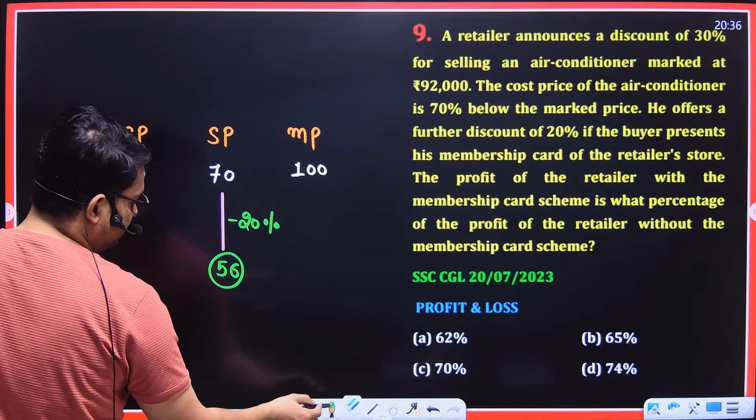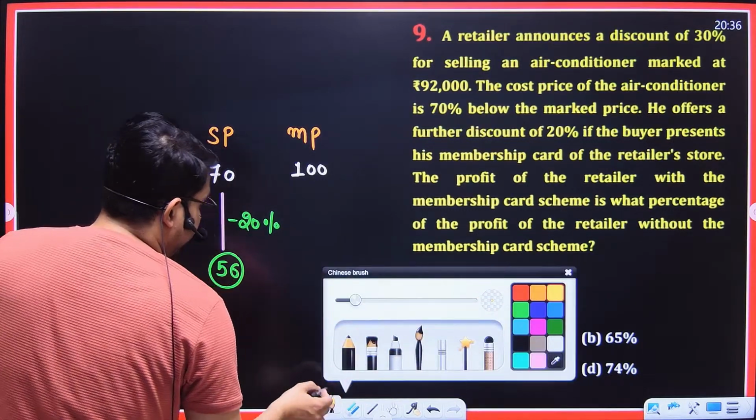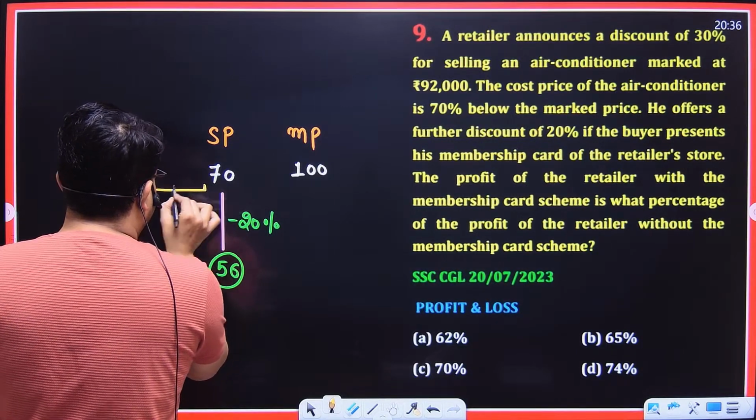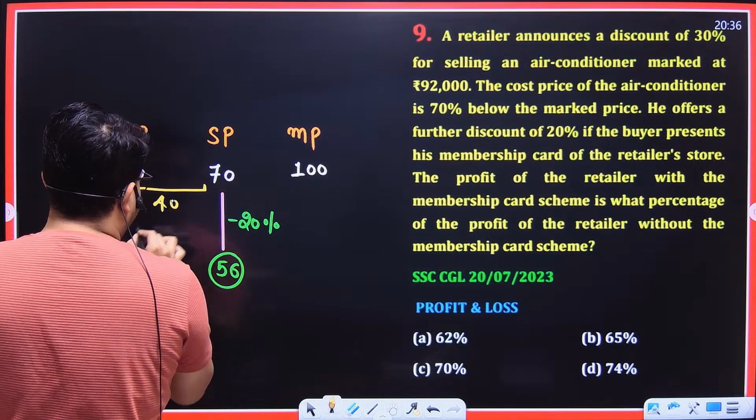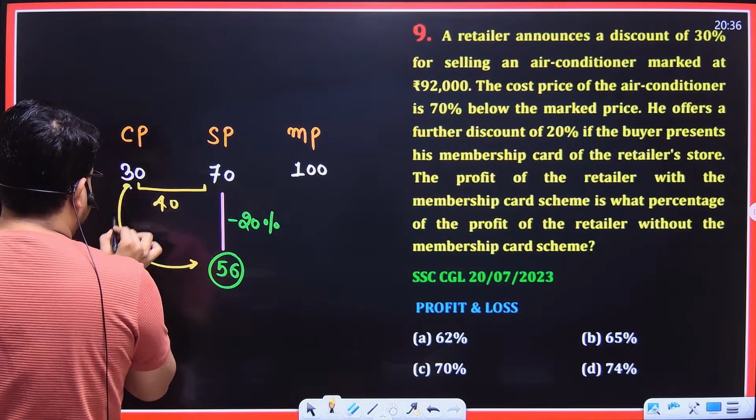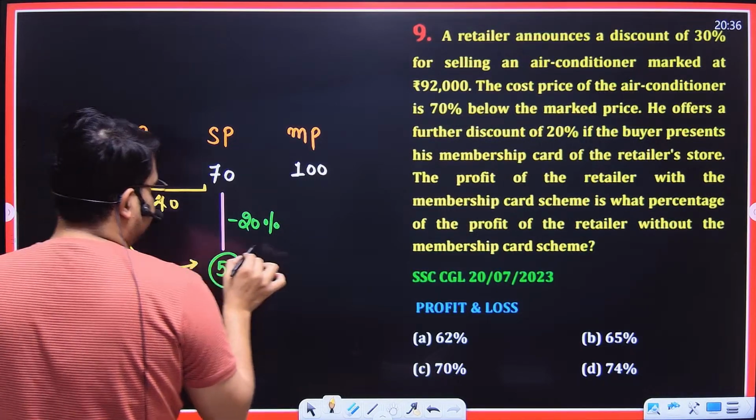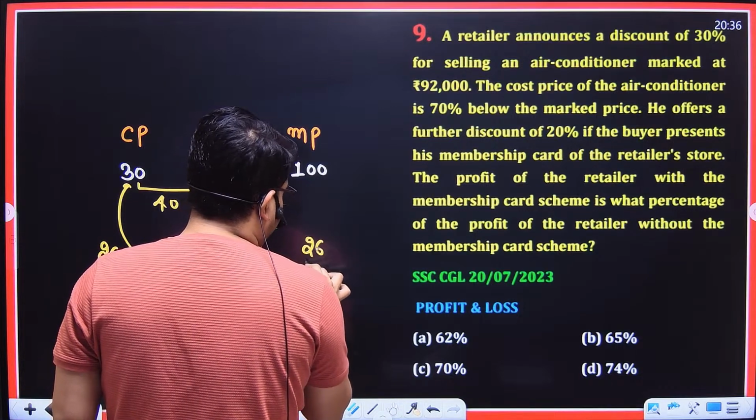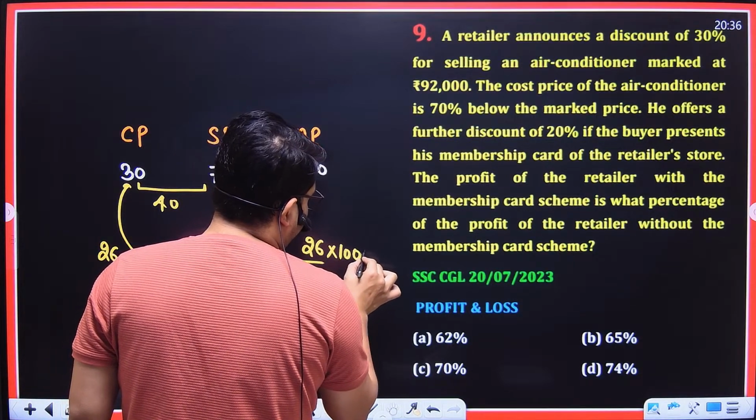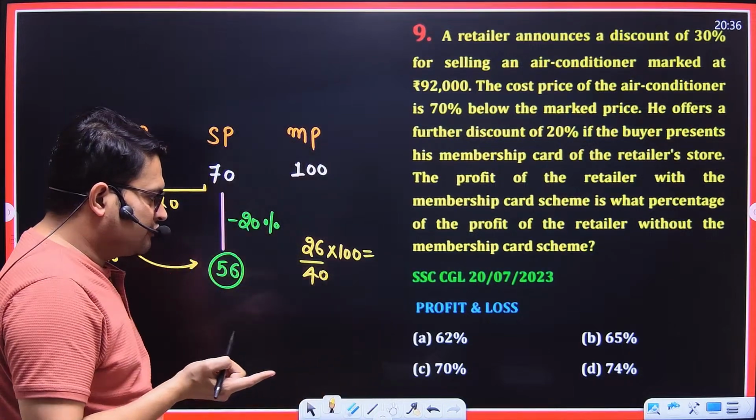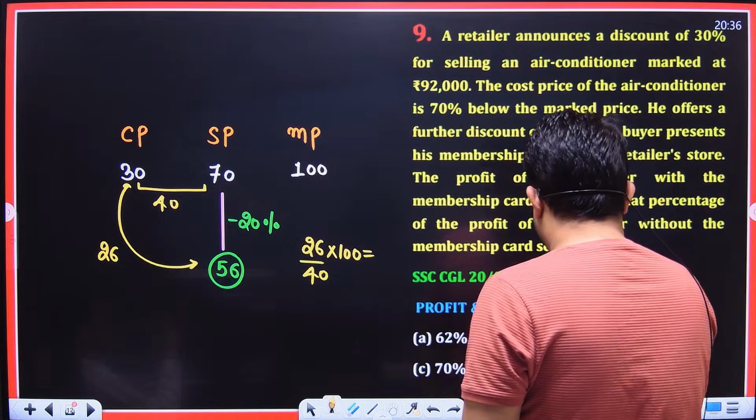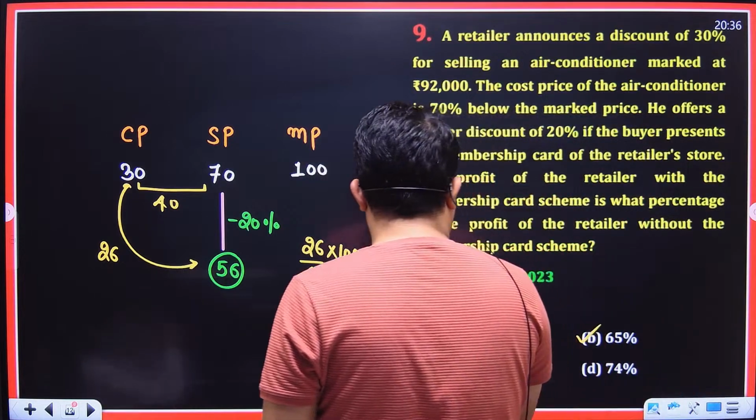See here, if the customer doesn't have a membership card, then the profit is 40. If he has a membership card, then the profit is 26. So 26 is what percent of 40, you have to calculate 26 upon 40 into 100. So we have 26, it means our answer should be a multiple of 13. 65% is my correct answer.